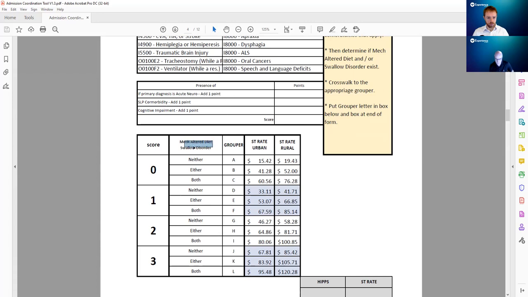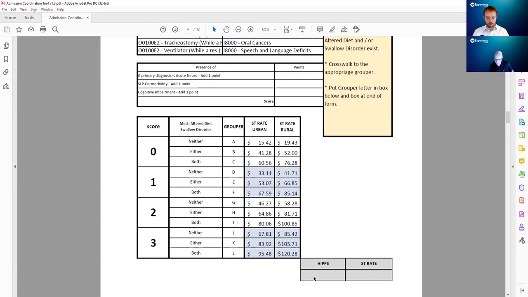Look and see if you got these two things. If you do, so now we're here. So now my hips became an NI. And so then I would put in my rate for ST, depending on if I'm urban or rural.